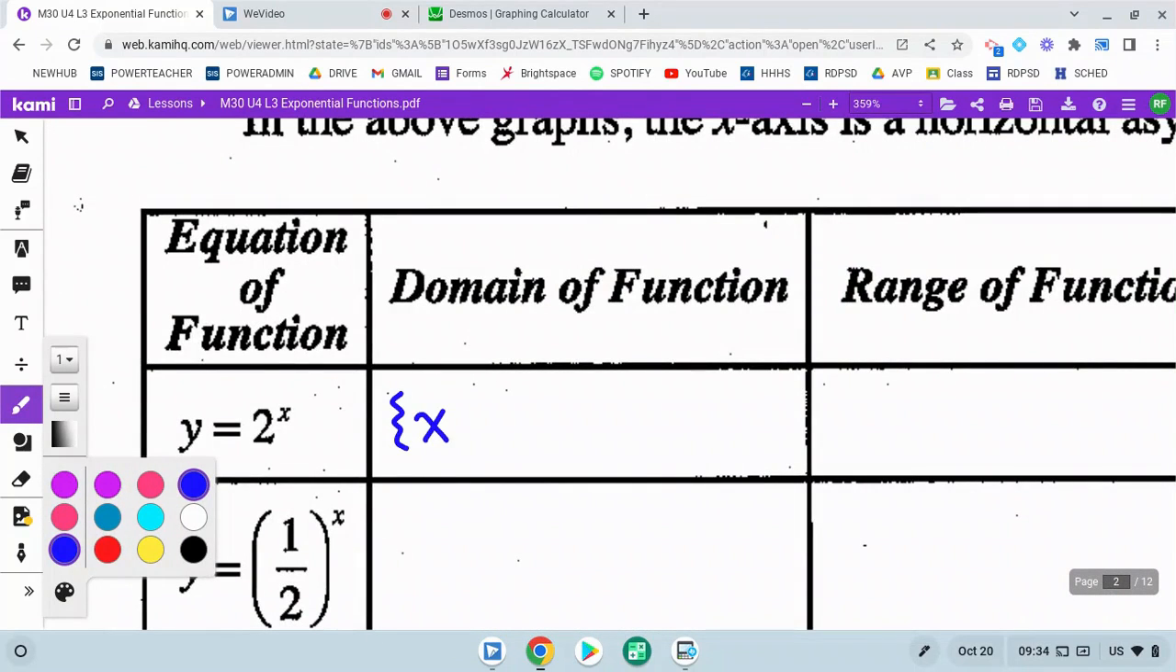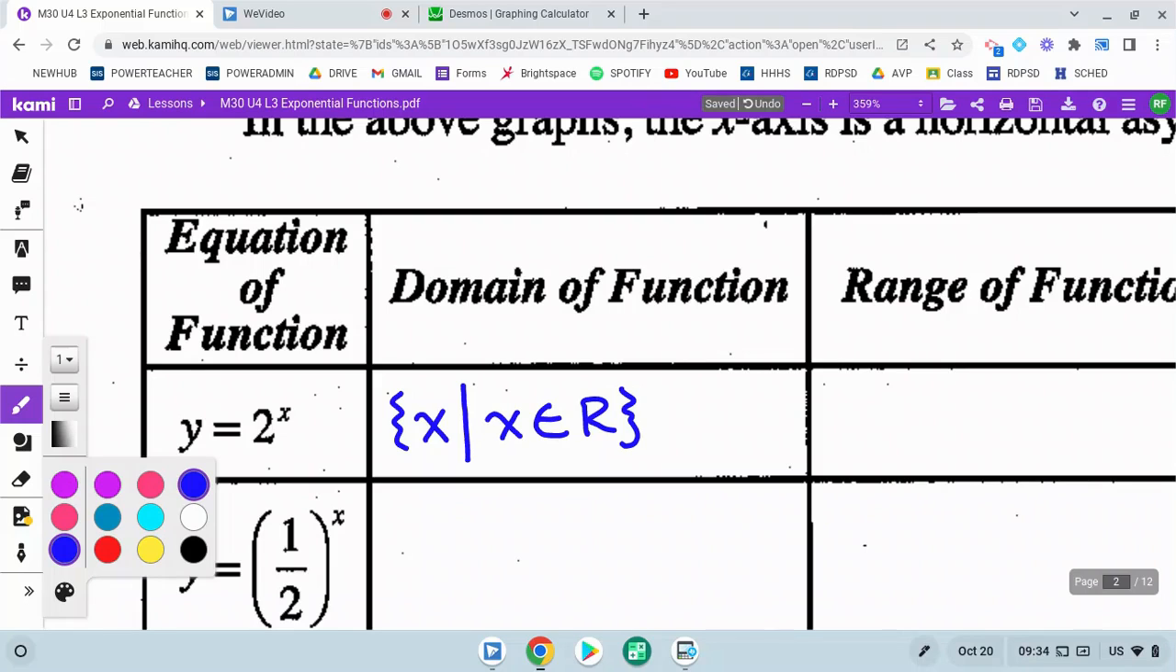So when I set up domain, I always do a curly bracket. I put an X to indicate that I'm talking about the X values. How far can I go from left to right? I put this little line down. So that's just me saying, I'm going to talk about X, put a line down, and then you talk about what X actually can do. We know that there's no restrictions on X, so that means X is a member of the reals.